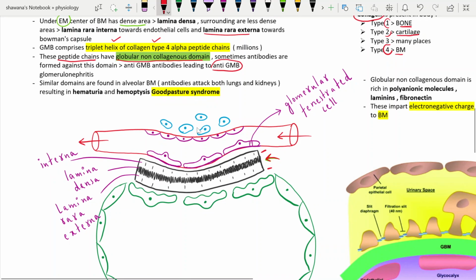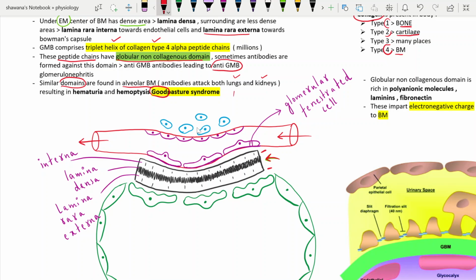Okay, and sometimes similar domains are also found in the alveolar basement membrane, because the same type of collagen is forming both of the basement membranes. So sometimes antibodies can attack both the lungs' alveolar basement membrane and the kidney's glomerular basement membrane, resulting in a syndrome which is known as Goodpasture syndrome. I don't know why they call it good, but indeed it's bad. But anyways, maybe it is named after some scientist, Goodpasture syndrome.